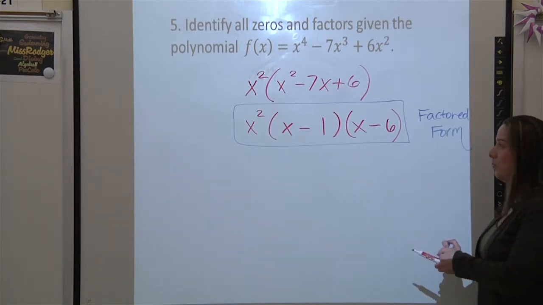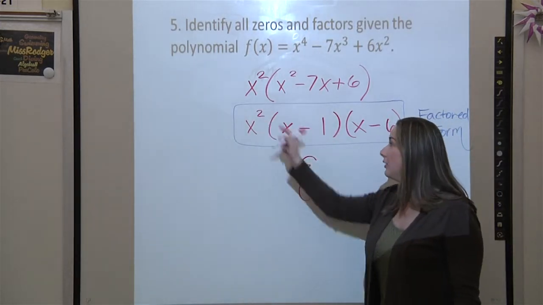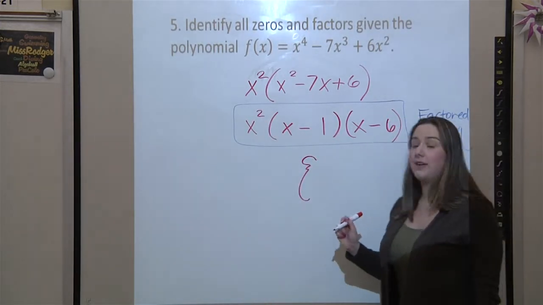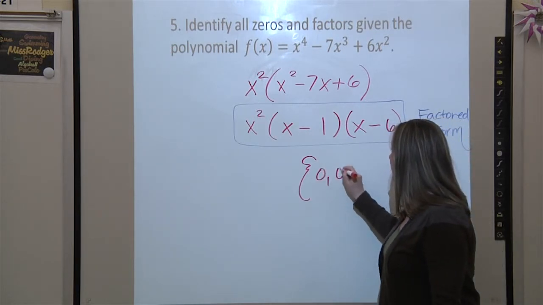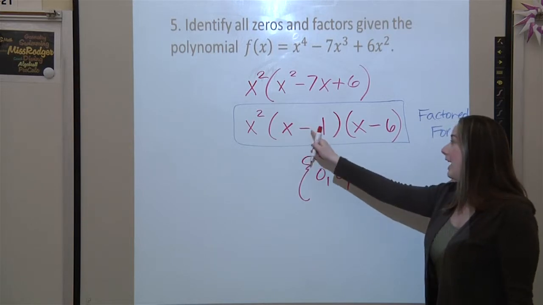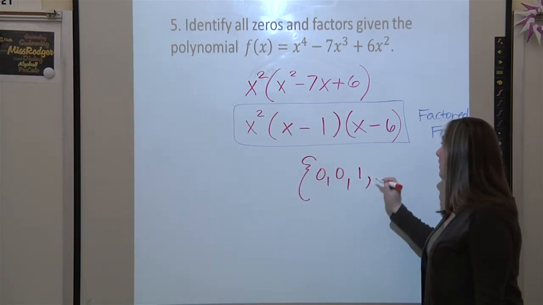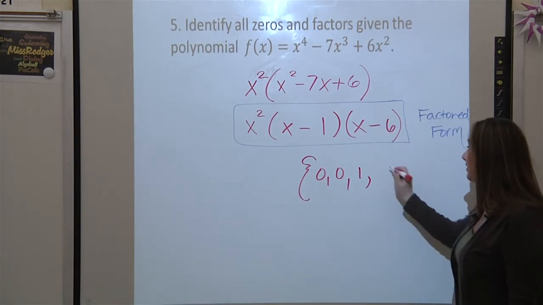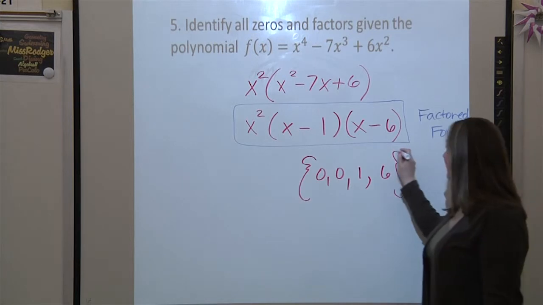So our zeros, we want to think about our x-intercepts, our roots, our zeros. x squared is going to go with the factors x plus 0 and x plus 0. So I can think about that as being 0 and 0. x minus 1 equals 0, I could get a 1. x minus 6, set that equal to 0, I'll get a 6. And this is going to be my x-intercepts.